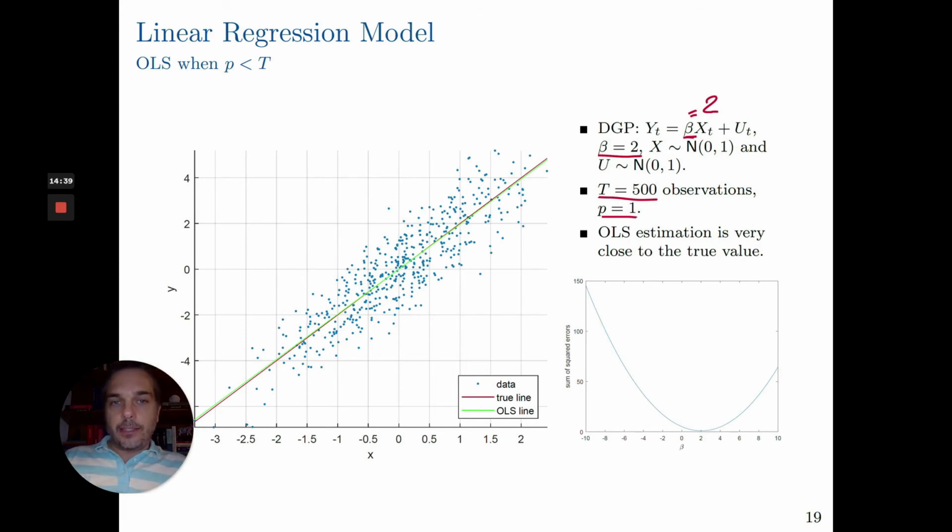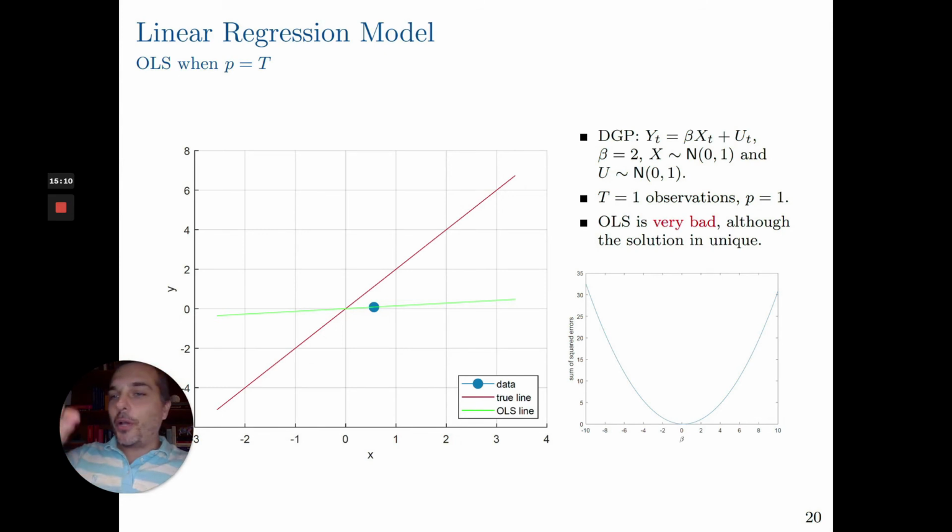And you can see this is the sum of squares as a function of beta. So you see the minimum is here, very close to 2. You can barely see the differences between the red line and the green line. But here we have many observations. T is much larger than P. So that's where OLS works just fine.